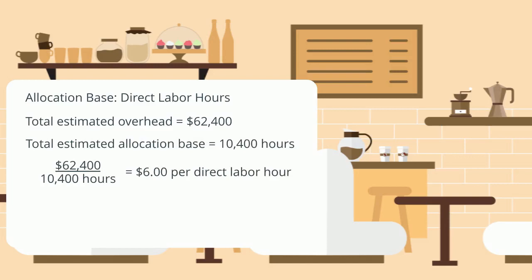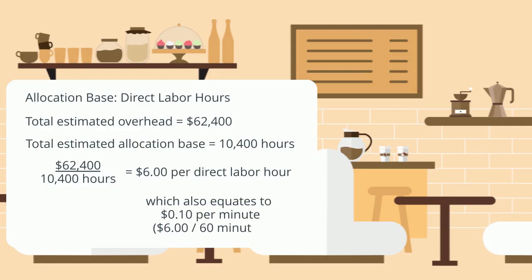That means for every hour that is spent on making a meal, we would apply $6 in overhead costs to that meal. Or we can restate it to a per minute charge. This would be 10 cents per minute. If it takes 20 minutes to make a meal, a third of an hour, then we would apply $2 in overhead.